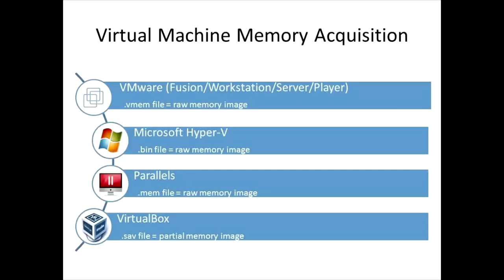The one exception actually is VirtualBox, where unfortunately the .sav file that VirtualBox uses for storing memory is only a partial memory dump. It's actually only the active memory pages in the virtual machine at the moment you suspend it. Unfortunately, that means that the VirtualBox .sav files are not useful for the kind of memory analysis tools that we're going to be using. So for VirtualBox virtual machines, you'll need to treat them like a live system and use a tool like DumpIt or Win32dd, Win64dd to dump the memory of the system.